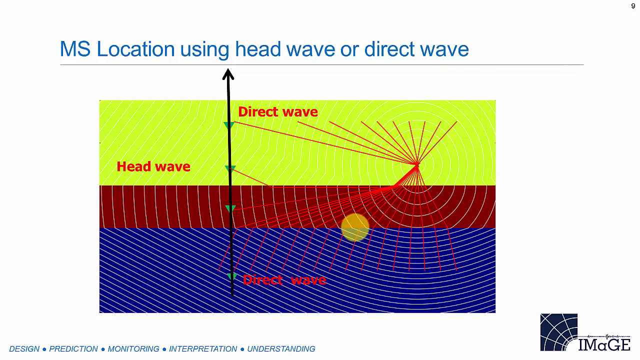As you can see in this example, here is the source, and because we have a high velocity layer, there is head wave as well as direct wave. And this actually presents a challenge to processors. We have to be consistent. We have to pick the head wave and use the head wave arrival to locate the events, and we have to pick the direct wave and use the direct wave travel time to locate the events. But most of the time we are not sure. We only pick the first arrivals, but it can be a head wave or a direct wave.